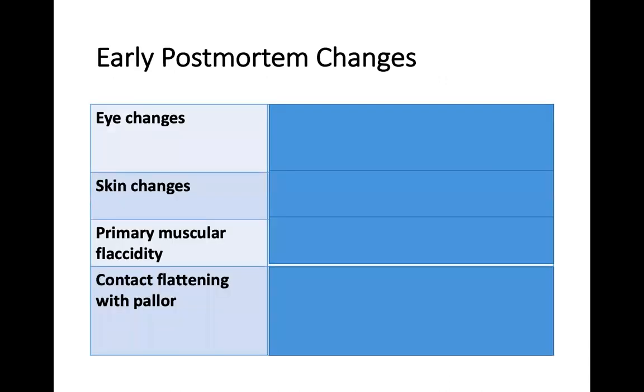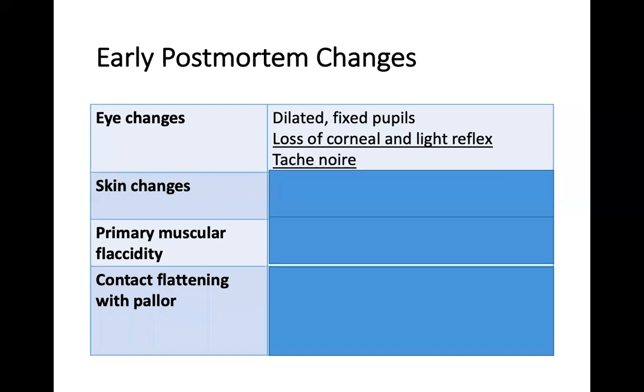Alright? So, early postmortem changes. Tapos na tayo sa immediate postmortem changes. As I have mentioned earlier, these are the vital organs. Cessation of vital organ functions, right? Next is your early postmortem changes. So, we have eye changes.